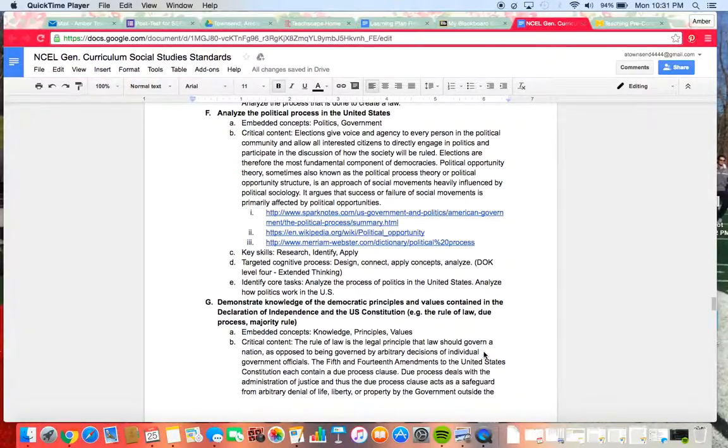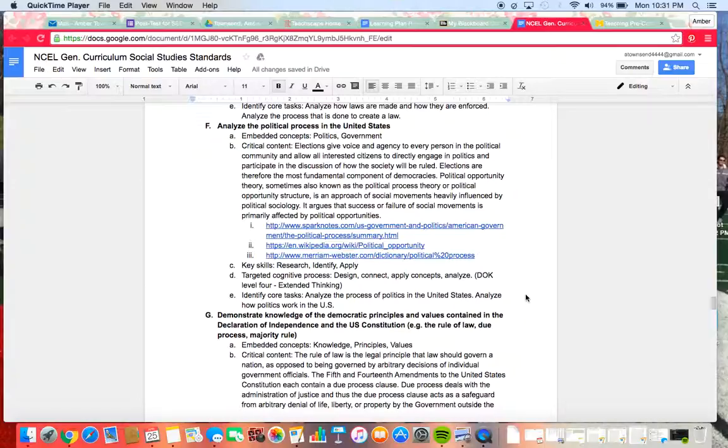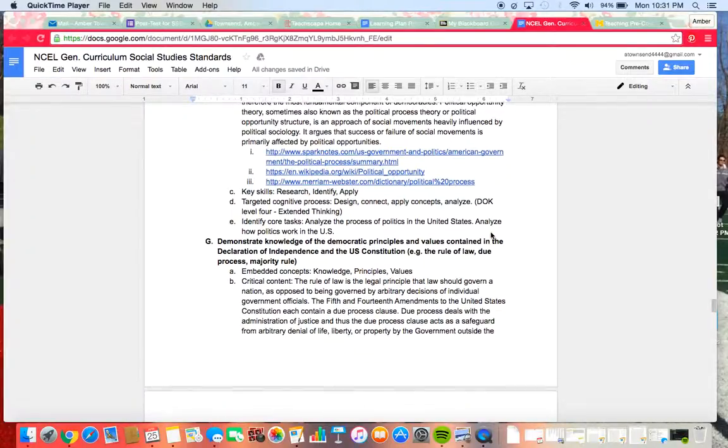The next part says analyze the political process in the United States. And the core task is to analyze the process of politics in the United States, analyze how politics work in the U.S. This one was kind of confusing for me at first because honestly it's really hard for me to understand politics, but this first one right here could really help you to understand the political process, and it just gives a brief summary of the American government political process.